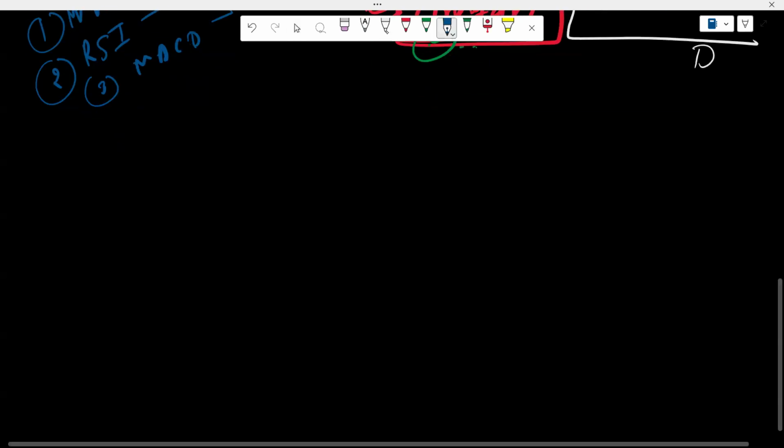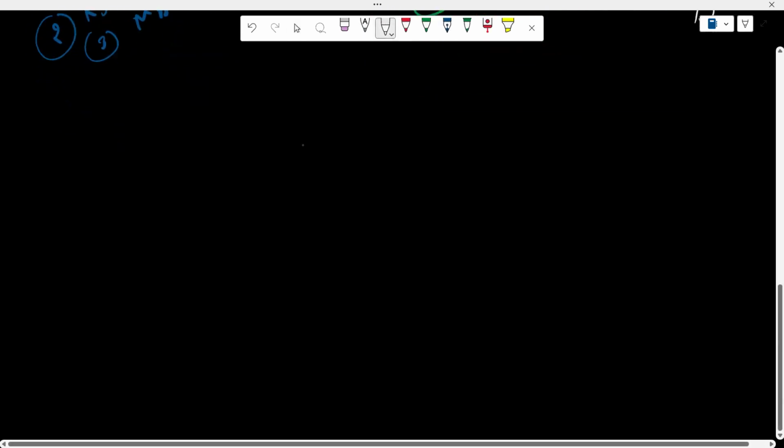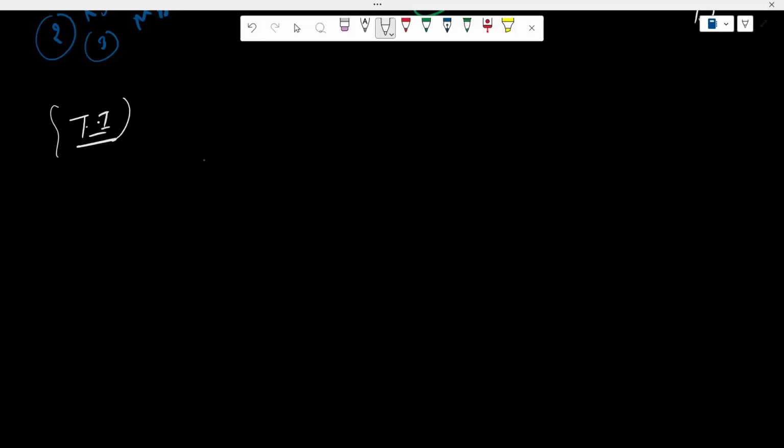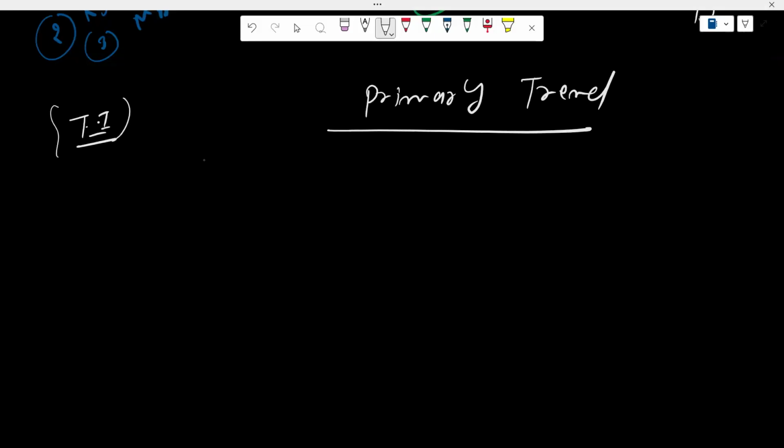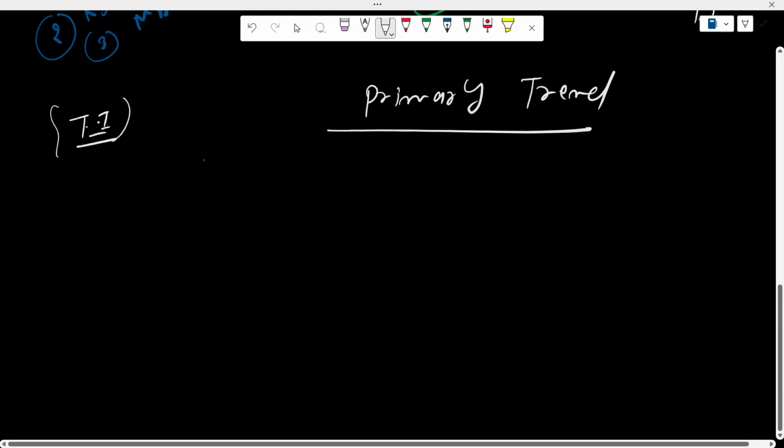Before going further on the technical indicators, there is one more topic that I want to explain, and it's a very important topic as well: the primary trend. Then we will go to the indicator part. That's a different topic. I forgot to explain the primary trend in the last class, that's why I'm explaining it now.